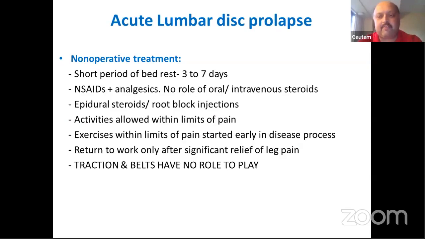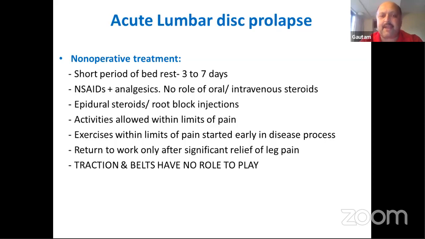When you decide on non-operative treatment, you do not require any initial investigations unless the patient has a neurologic deficit. The non-operative treatment, as Dr. Chabra and the team brought out very well, is a short period of bed rest, anywhere between 3 to 5 days. Non-steroidal anti-inflammatory drugs to reduce the inflammatory component, which is a major component, and analgesics, which can be either tramadol-like drugs or neuroleptics like gabapentin. However, the Cochrane database says that there is no role for oral or intravenous steroids in the treatment of acute disc prolapse.